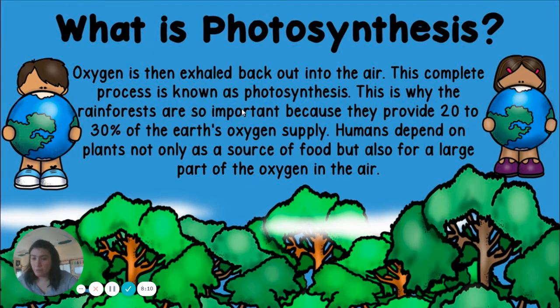So this is why rainforests are so important, because they provide 20 to 30% of Earth's oxygen supply. So when we say that they're killing our rainforests, that we need to make sure that we conserve our nature preserves, this is really important, because without plants, we would not be able to breathe. Our atmosphere would not be livable for us. Humans depend on plants not only as a source of food, but also for a large part of the oxygen in the air.